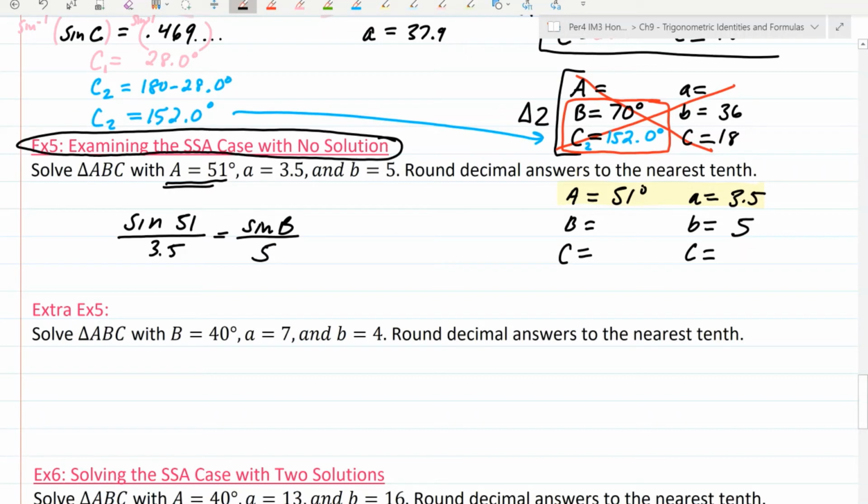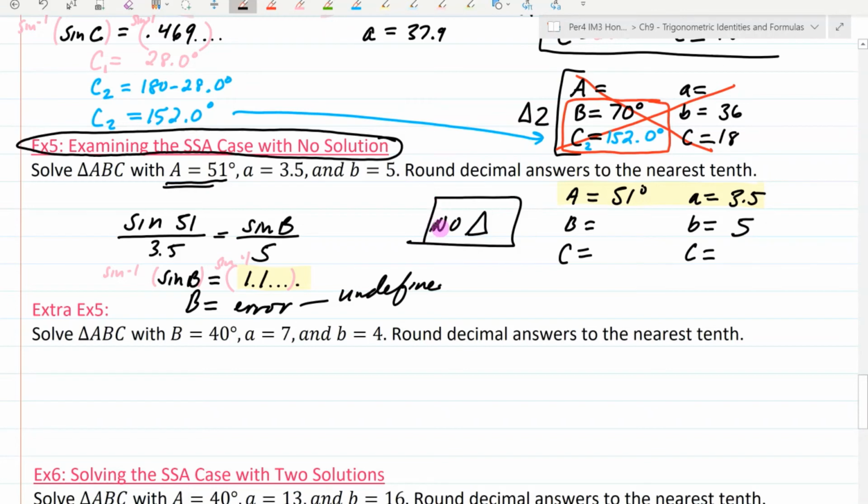When you put that into your calculator, you're going to get sine of B is equal to 1.1 and then a whole bunch of other numbers. If that number is greater than 1, you will not be able to take the inverse sine. You're going to get an error when you put that in your calculator. For us, that means that it's undefined. So there is no B value, which basically means we have no triangle. Okay, so there is no triangle that can be formed with the given variables.